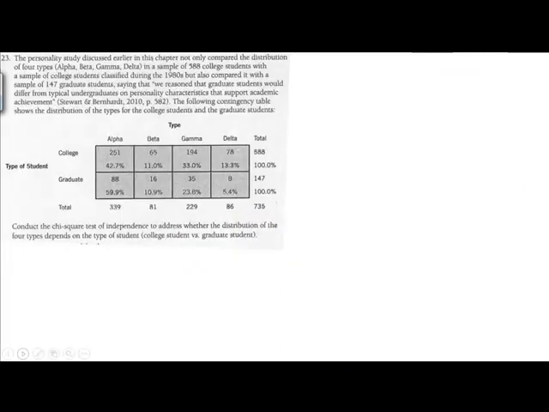23. Remember earlier in class when we discussed personality types of students? Well, what if we go back and do that but add in graduate students? Saying that we reason that grad students would differ from undergrads on personality characteristics that support academic achievement. The following contingency table shows the distribution of these types. Let's go ahead and do a chi-square to see if there is a difference between type of college student and personality type.